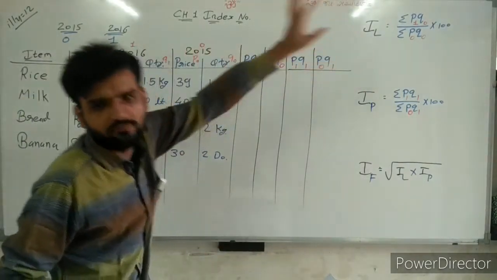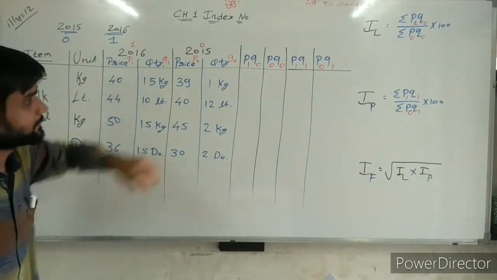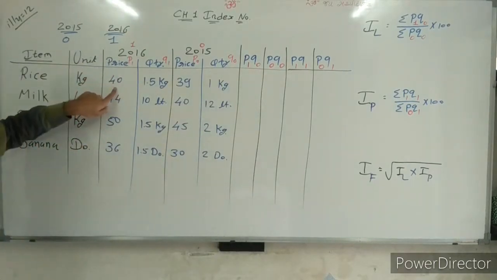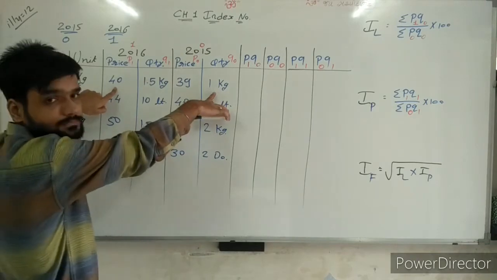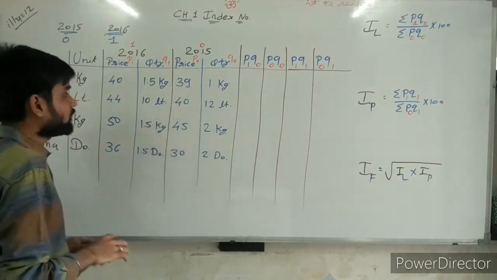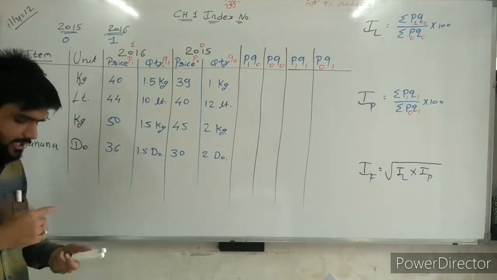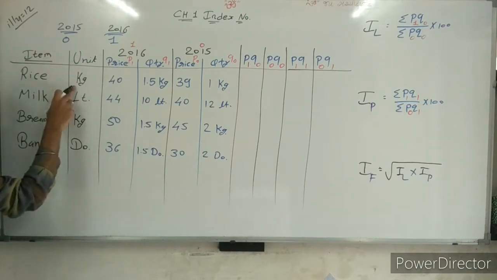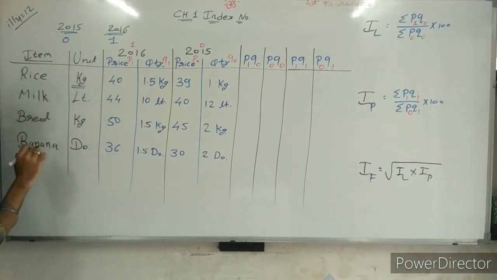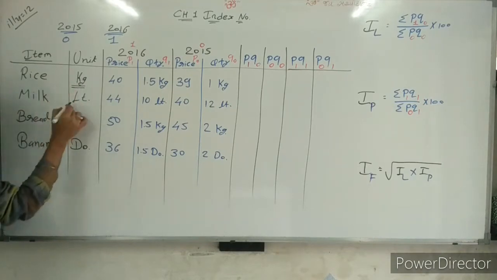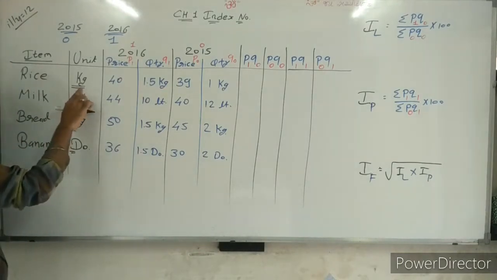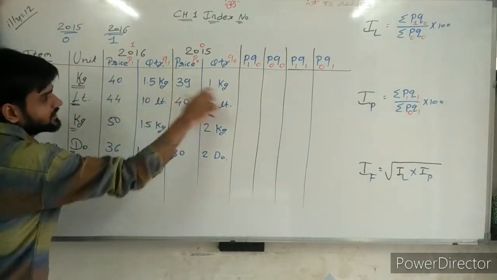Now find all the values. What do we need first? P1Q0. So sir, where is P1? Yes sir, it's P1. Q0 means here. But before multiplying this, we have to check one very important thing: the units. Here the unit is in kg. 1 kg is given, then okay. 1 liter given, then okay. 1 kg given, okay. 1 dozen given, okay. So here kg information is given, and here the quantity is also in kg.